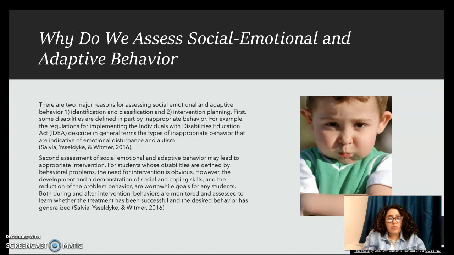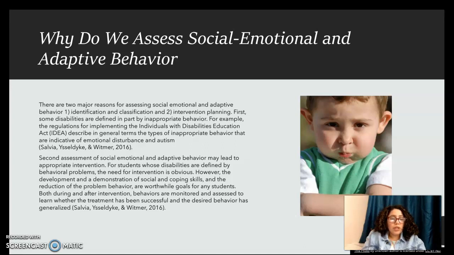Why do we assess social and emotional adaptive behavior? There are two major reasons for assessing social, emotional, and adaptive behavior: one, identification and classification, and two, intervention planning. First, some disabilities are defined in part by inappropriate behavior.